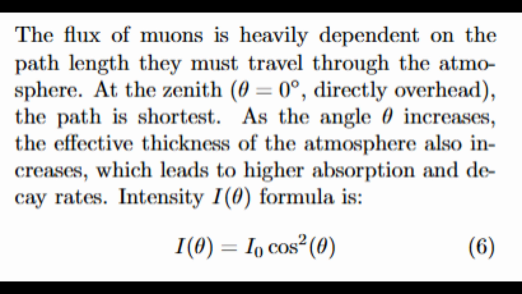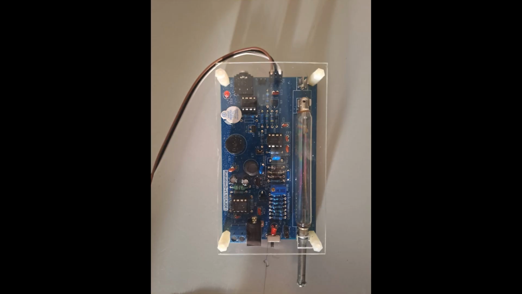Alongside relativity, we also want to demonstrate the zenith angle distribution on this setup. As you can see in the formula, the flux of muons is heavily dependent on the path length they must travel through the atmosphere. At the zenith, the path is the shortest. The zenith is when the angle is 0, directly overhead. So by conducting the muon detection experiment at 7 different angles, at angles 0, 15, 30, 45, 60, 75, and 90, we want to demonstrate that this formula actually works.